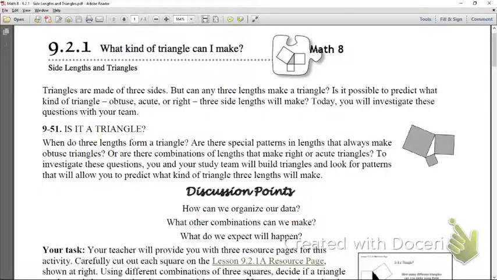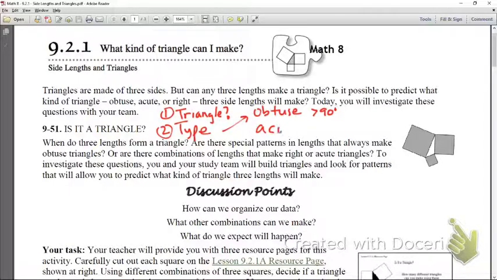Let's write that down. Step 1. Triangle, question mark. Write that down. Do we have a triangle? Okay. Step 2, type. Let's write down the types. We've got obtuse, which means you have an angle greater than 90 degrees, right? Then we have acute, less than 90 degrees. And then finally we have a right triangle, which means you have exactly 90 degrees.